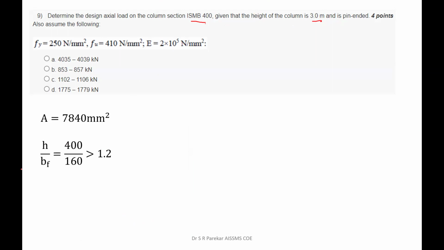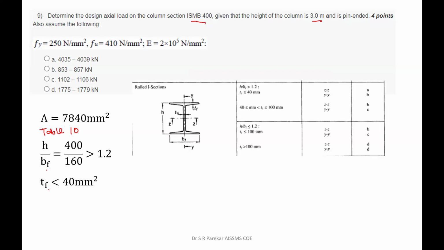So H by BF. Now we are calculating the buckling class, and for buckling class we are using table number 10. Then we have H by BF greater than 1.2, TF less than 40. You can see this from table 10. We have this, that is greater than 1.2, less than 40. So we have ZZ A and YY B. We have to go for the lower class, which is B only.